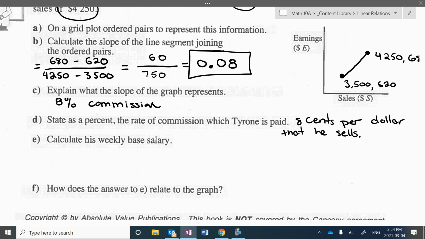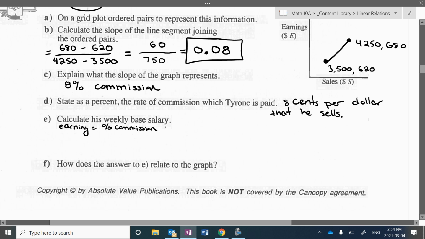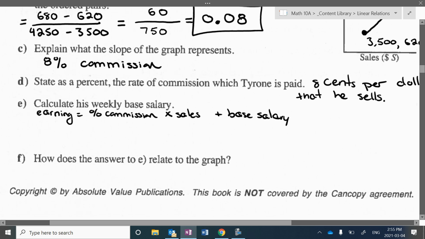Part E says calculate his base salary. You have to really understand commission in order to do this. Like I said earlier, his earnings are equal to the percent commission, which in this case is our 8%, times their sales, plus his base salary. That's the case for every commission situation that we're going to come across in math. In real life, it's often more complicated, but for our purposes, that's what it's always going to be.